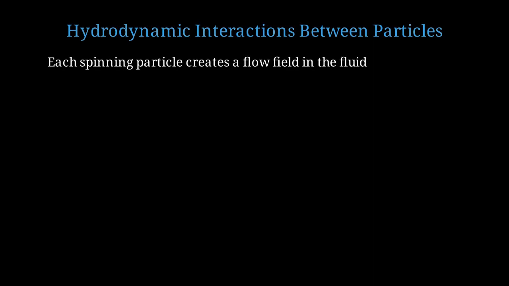Now let's discuss something crucial. When you have multiple spinning particles, they interact through the fluid. These are called hydrodynamic interactions. Each spinning particle acts like a tiny stirrer, creating a velocity field in the surrounding fluid that extends outward. For a rotating sphere in low Reynolds number flow, the velocity field decays as 1 over r squared, where r is the distance from the particle.